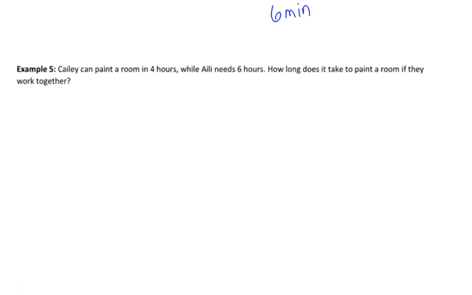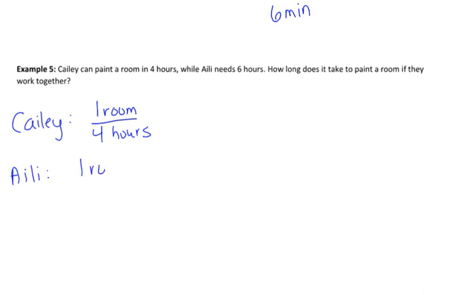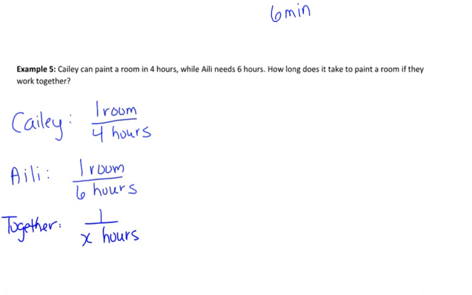So Kaylee can do 1 room in 4 hours. Ailey can do 1 room in 6 hours. Together, they'll do 1 room in X hours. We don't know how much. So if we were to write this in terms of just fractions, 1 over 4 plus 1 over 6 equals 1 over X.